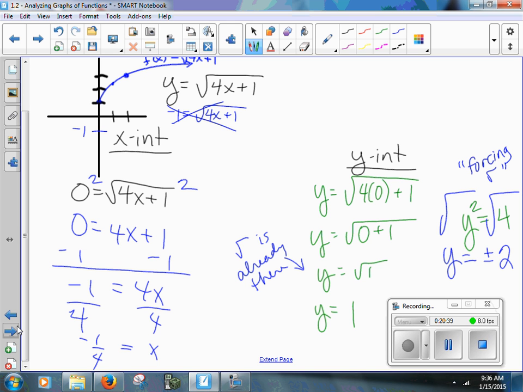Questions? X and Y intercept. Could you find X and Y intercepts algebraically by yourself? Yeah, plugging in zeros, right? And then crunching equations. It's just algebra.